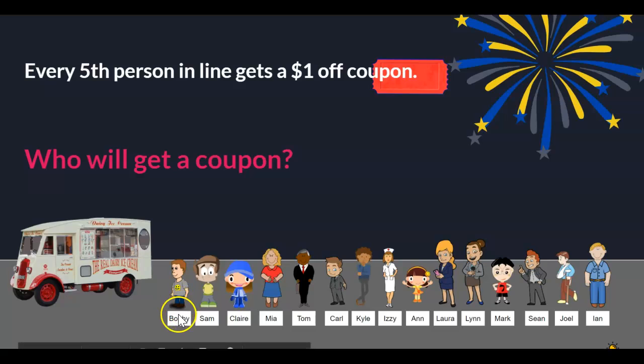Every fifth person, Bobby's first in line, so he'll be 1, 2, 3, 4, 5. Tom gets one. He gets a coupon. 1, 2, 3, 4, 5. Laura gets a coupon. 1, 2, 3, 4, 5. Ian gets a coupon. So this is every fifth person in line who gets a coupon.